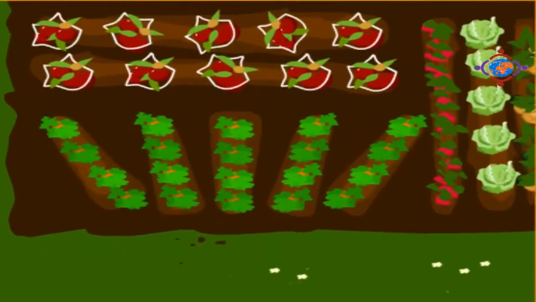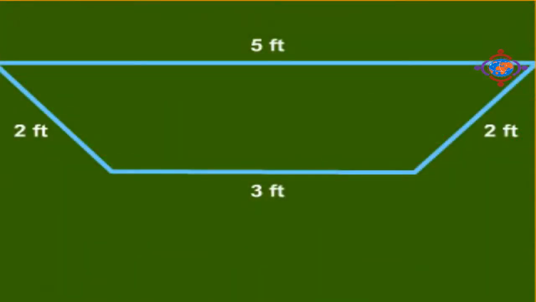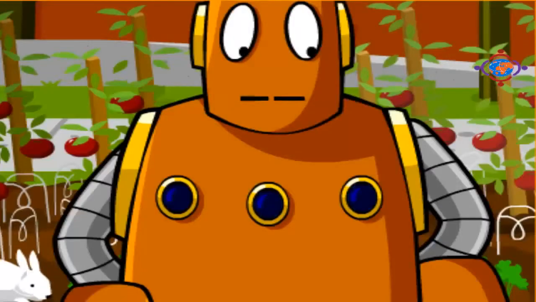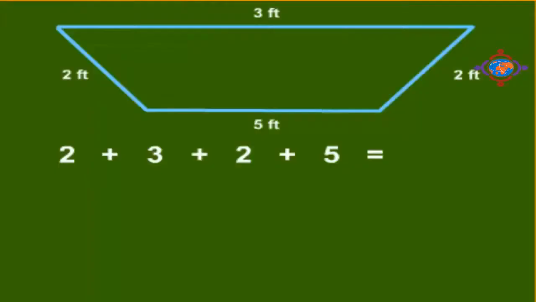Let's find the perimeter of the carrot section of the garden. To find the perimeter, add the lengths together. 2 plus 3 plus 2 plus 5. I know it's a long number sentence, so that's why I add the easier numbers first. Let's see. 2 plus 2 is equal to 4. So now I add 4 plus 3 plus 5.